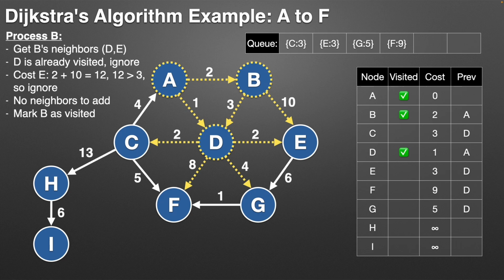So then we will look at E. And so if you look at the cost for getting to E, it'll be the cost of getting to B plus the cost of B to E. So that's 2 plus 10, which is 12. And currently, it looks like E has a cost of 3 to get to it from D. So that's lower. So we have not found a better path here. We will just leave that as it is. So we're just going to ignore that because our cost is higher to get there. So there's no neighbors to add to the queue, nothing to update. So we can mark B as visited, and we can move on to C.